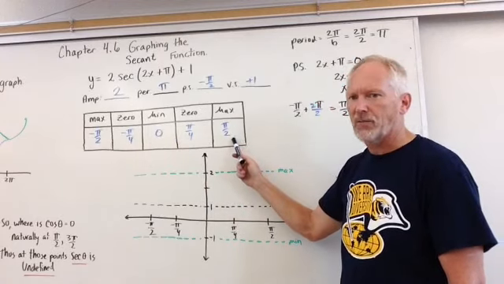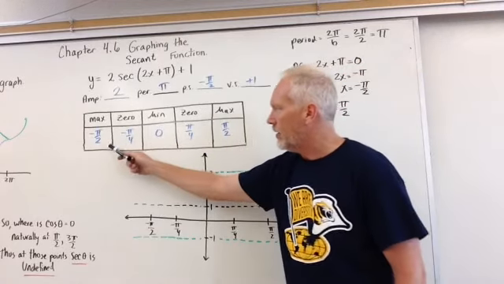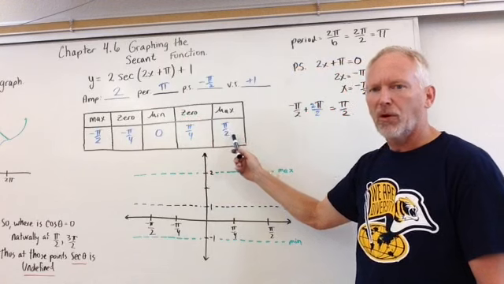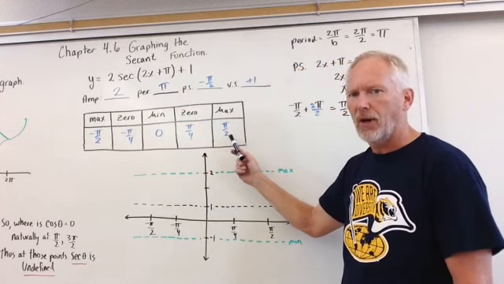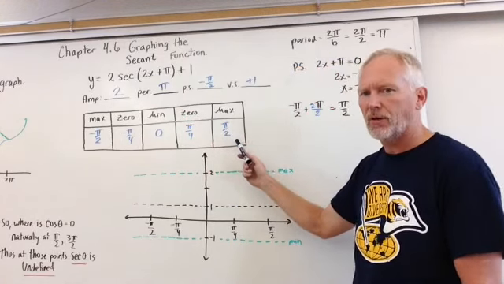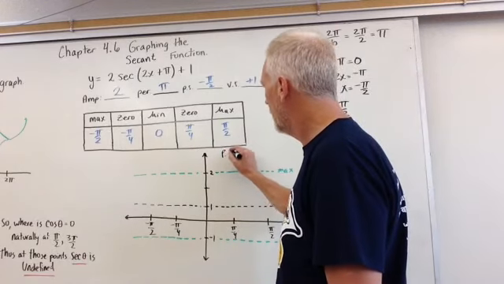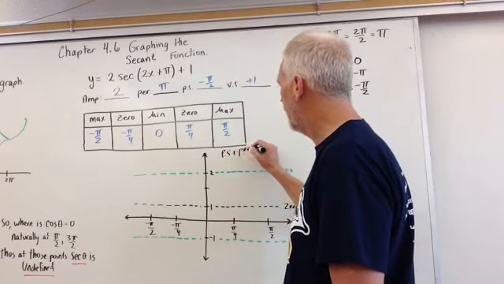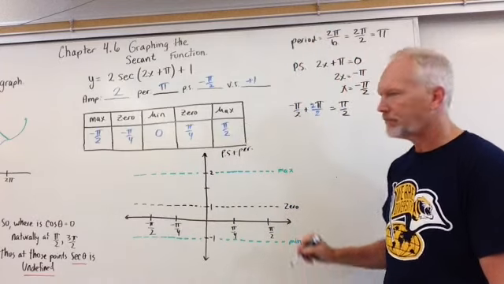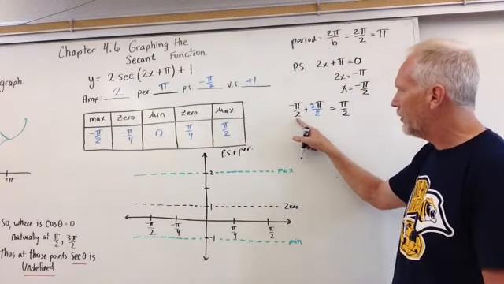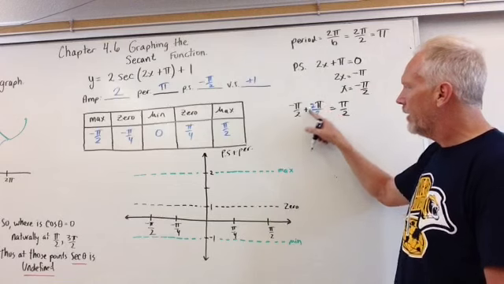I need to find my last max. So again, this is phase shift plus the period. We've done this a lot, so we should be familiar with this. Phase shift, so phase shift plus the period. That's what goes there. So that's negative pi over 2 plus pi.